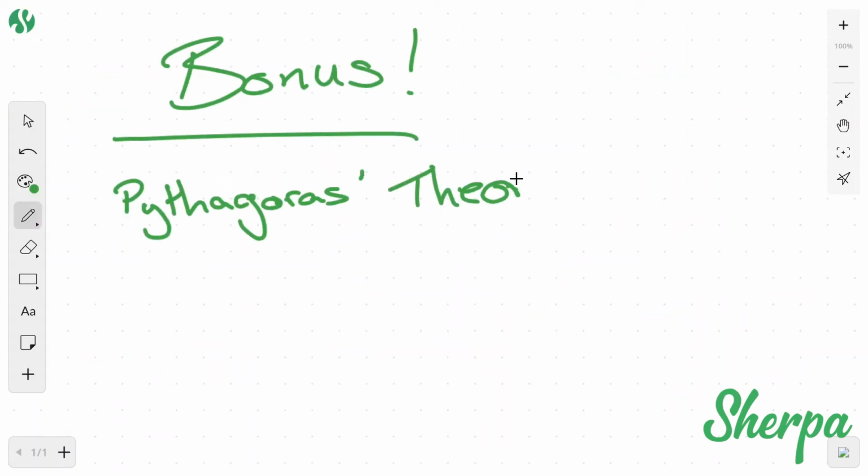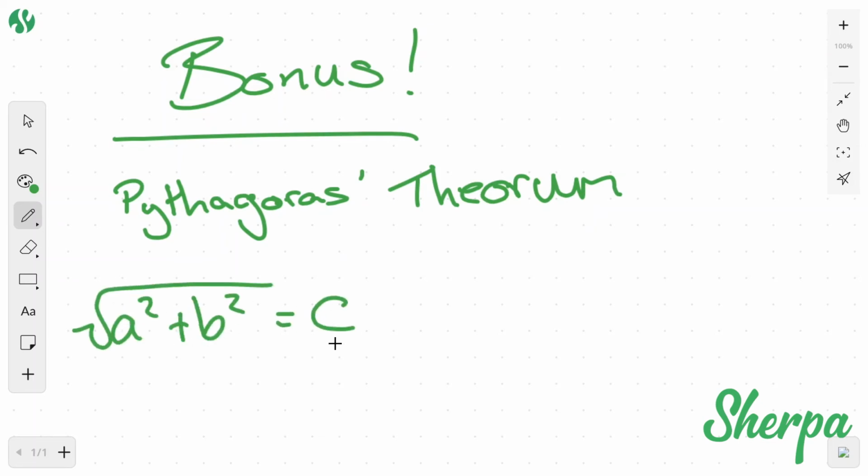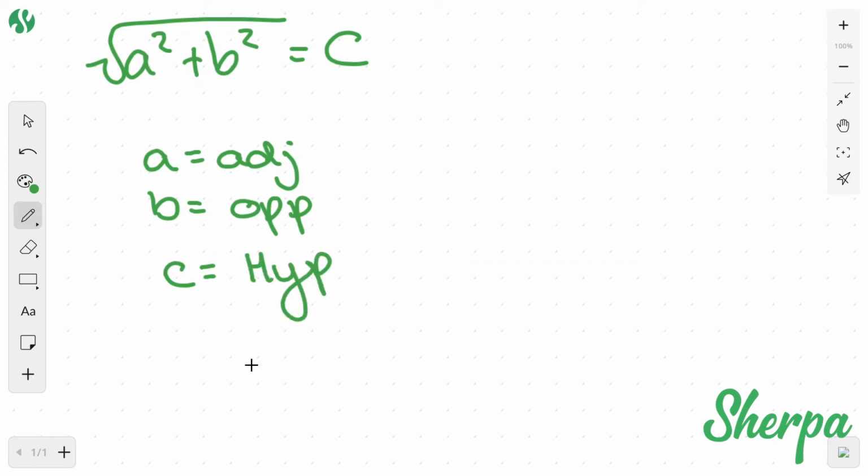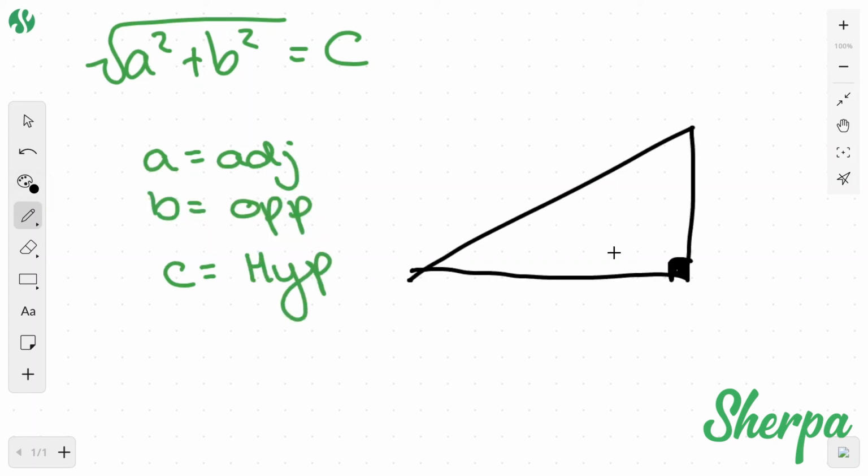But as a bonus, let's go over one final piece of trigonometry, and that's Pythagoras' theorem, which is just a squared plus b squared, all square root, is equal to c. Now, if you remember our last video on trigonometry, a would be the adjacent, b would be the opposite, and c would be the hypotenuse. So let's give that a go.